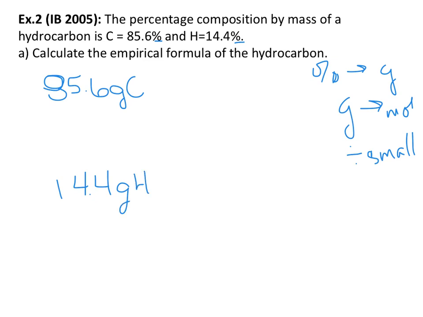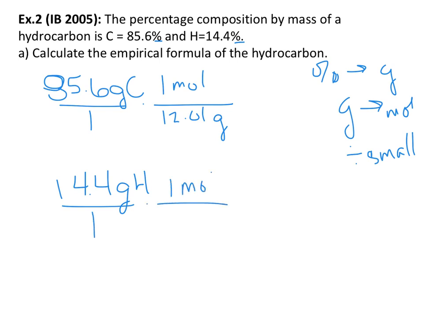But we can't compare gram to gram, so our first step is to convert to moles. So 1 mole on top. The molar mass of carbon is 12.01 grams. For hydrogen, the molar mass is 1.01. And so for carbon, that is 7.13. And for hydrogen, that is 14.3. So that's how many moles I have.